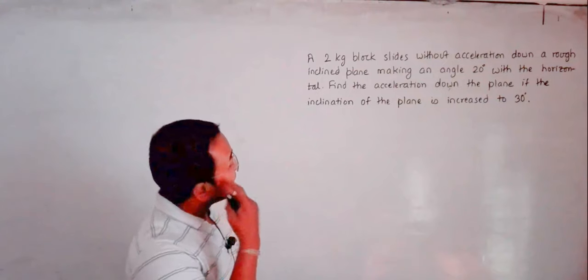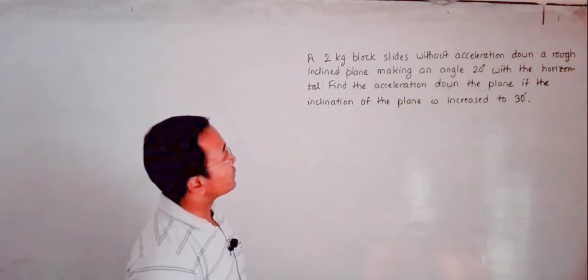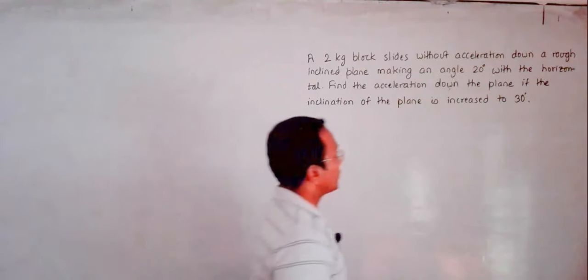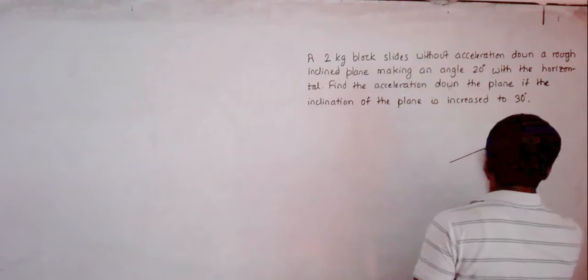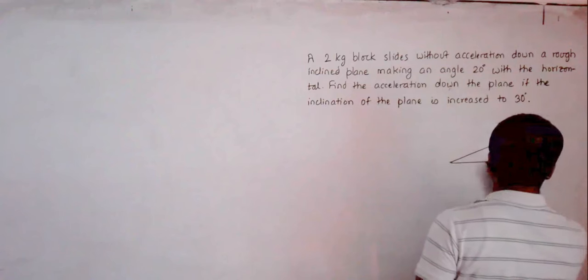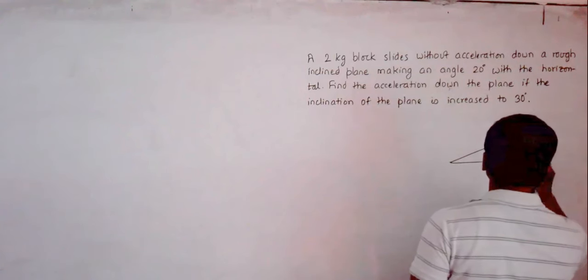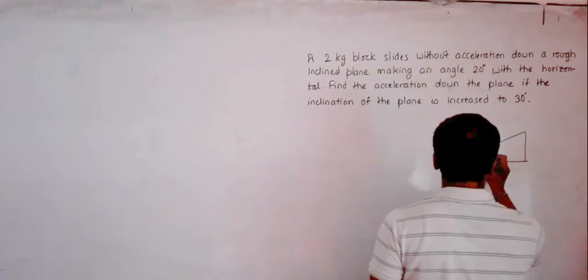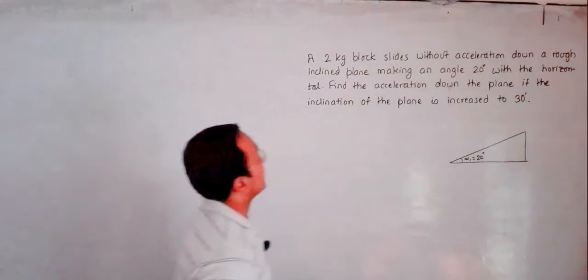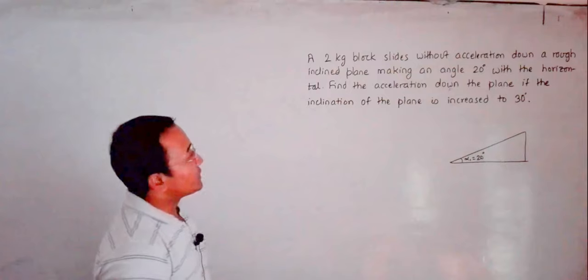A block slides down a rough plane making an angle of 20 degrees to the horizontal. So we have an inclined plane, so let me draw it here. This is the inclined plane where this angle is, let me say, alpha 1 equal to 20 degrees, and it slides down without acceleration.